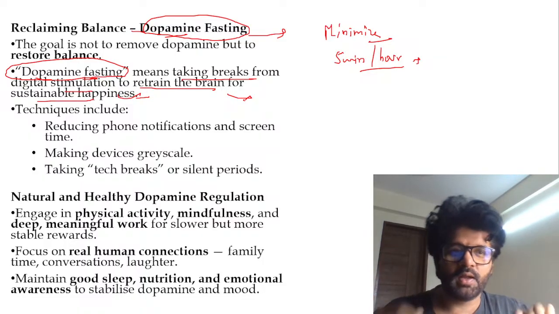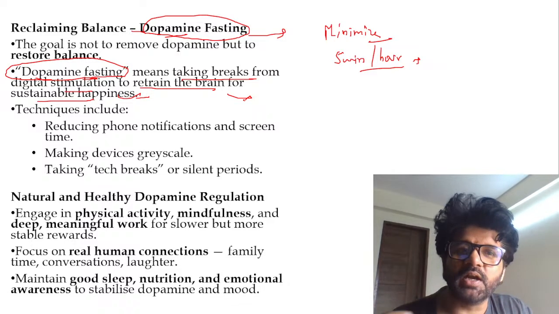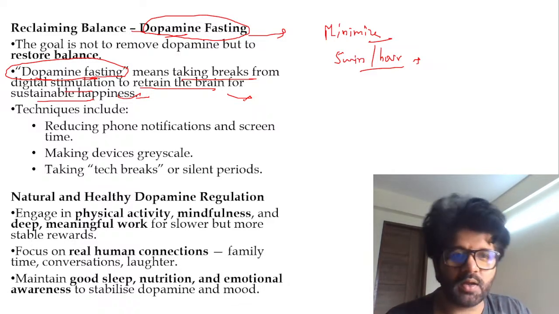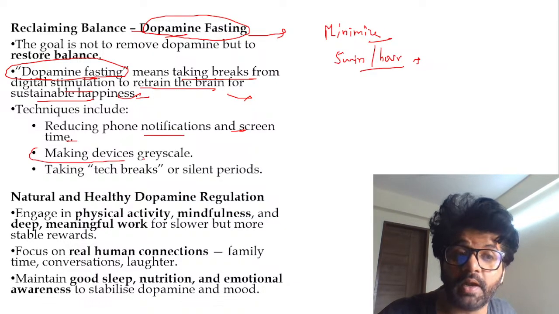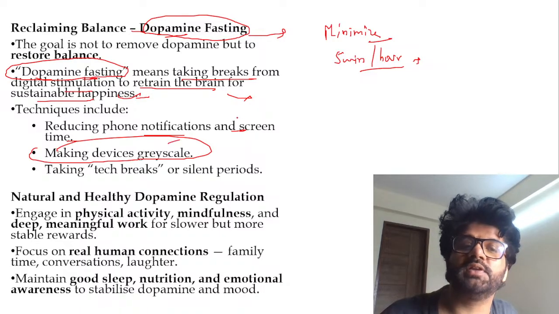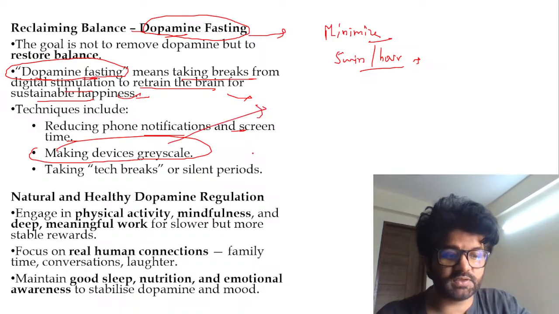Watching reels continuously, like girls dancing on Pawan Singh's songs, is not giving you sustainable happiness. No, that is not good, guys. So what you have to do is reduce notifications. One great thing which people are doing nowadays is making devices grayscale.